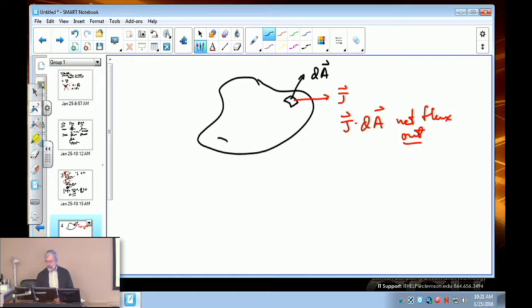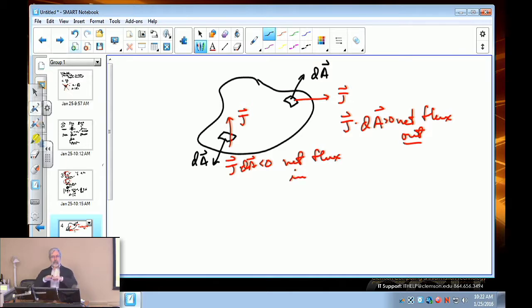If, on the other hand, we have another area element over here coming out from this surface, and let's suppose that J at that point is into the volume, then J dot dA will be negative. It's negative if it's flowing in. Net flux out, net flux in.